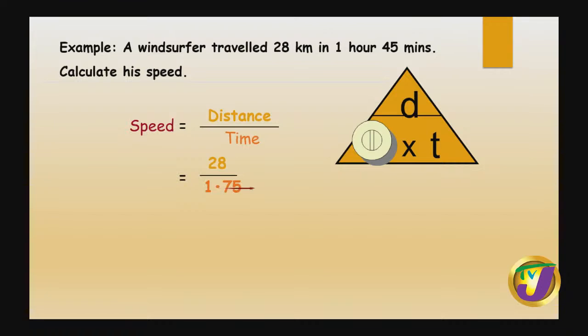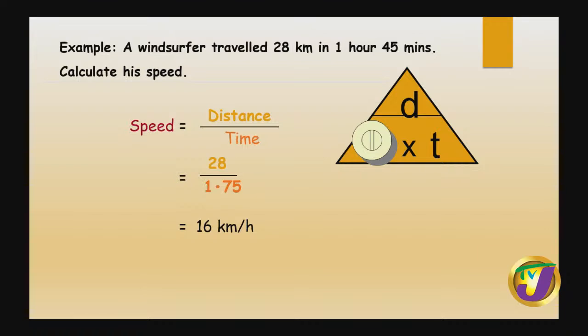So when we do that division, we'd get 16 kilometers per hour. All right. So that's how fast the windsurfer would be traveling per hour, average speed at this point. Yes. All right. So here we have the last one.